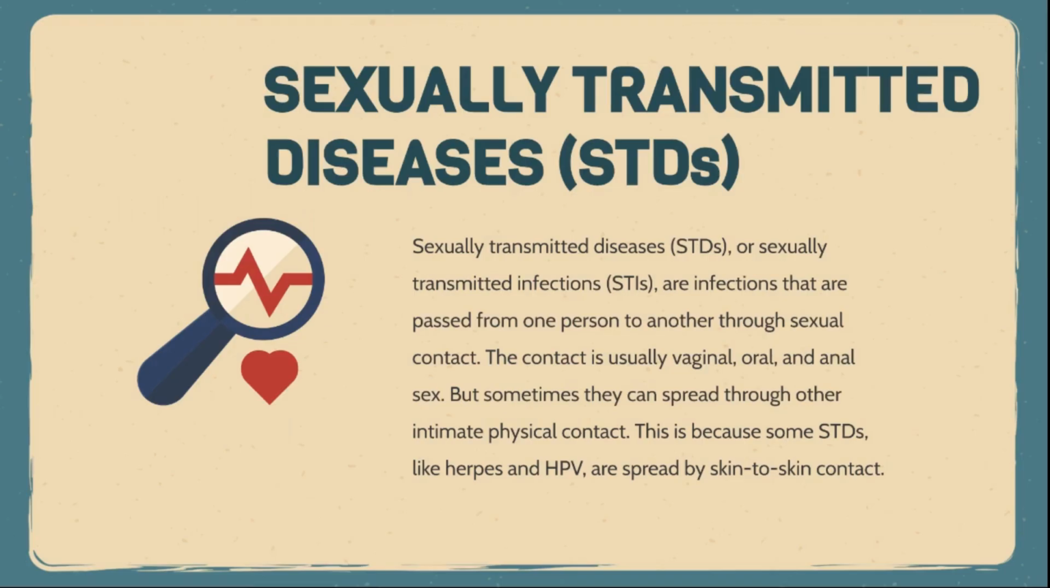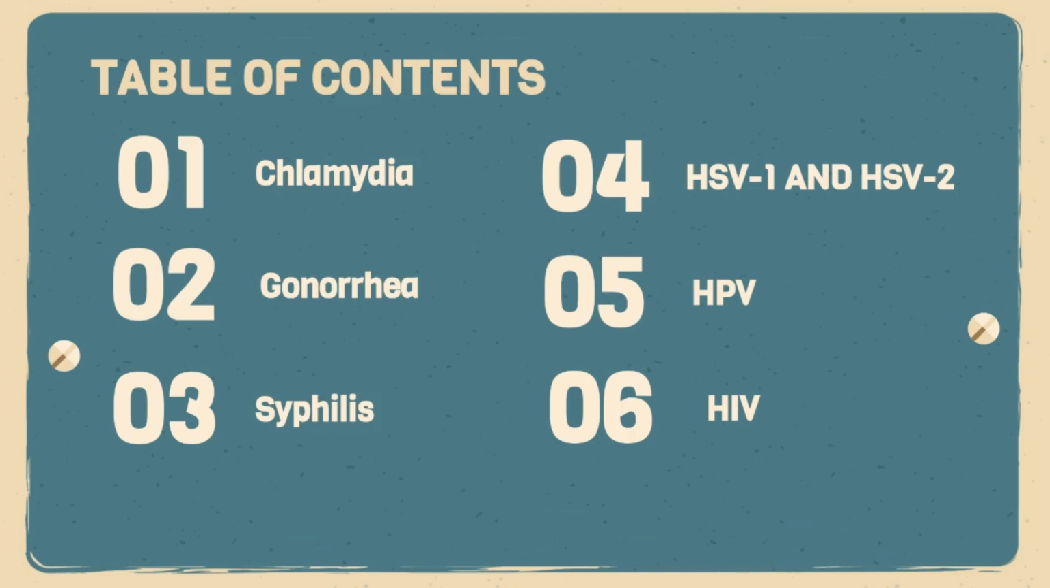So first of all, what is STD? STD, which is also known as sexually transmitted diseases, are infections that are passed from one person to another through sexual contact. The contact is usually vaginal, oral, and could also be anal sex. There are actually more than 20 types of STDs, but today we are going to discuss 6 of the STDs that can be caused by bacteria, viruses, and parasites.